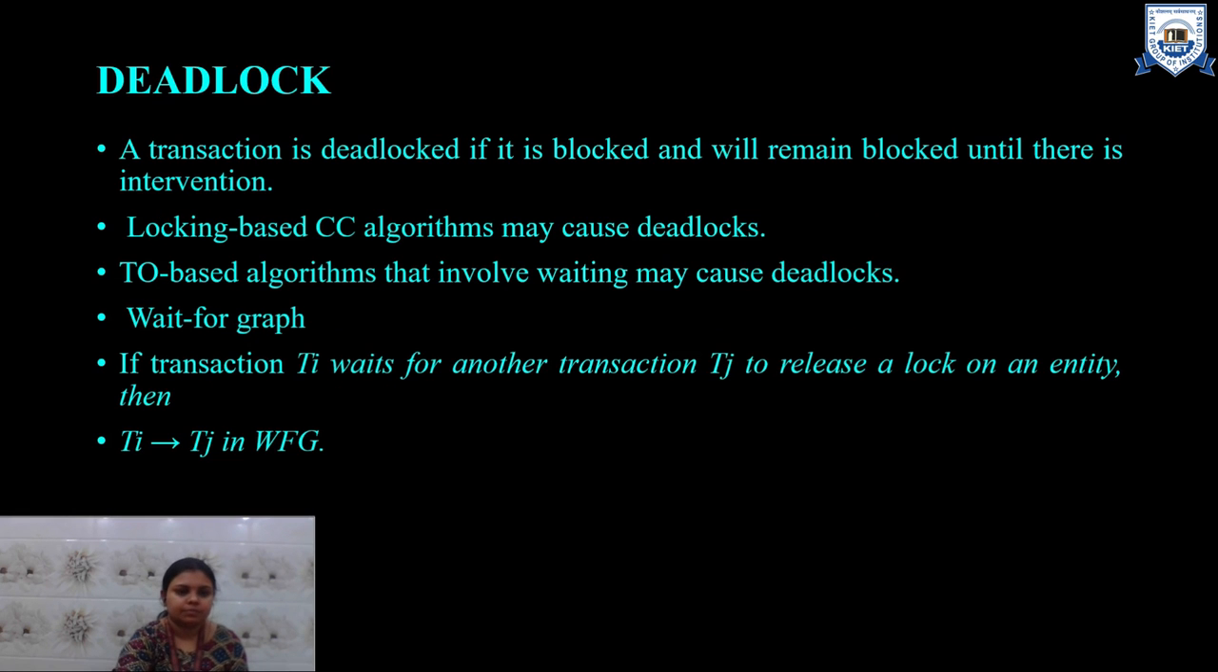And the last category is deadlock. A transaction is deadlocked if it is blocked and will remain blocked until there is an intervention. Locking-based concurrency control algorithms may cause deadlock sometimes. Timestamp-based algorithms that involve waiting may also cause deadlock, and there is a wait-for graph. If a transaction Ti waits for another transaction, say Tj, to release a lock on an entity, then there is an arrow marked from Ti to Tj in the wait-for graph.